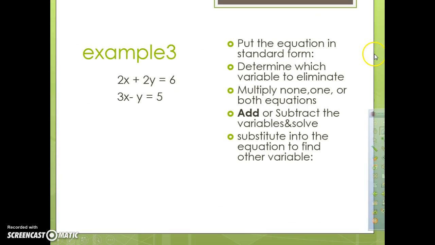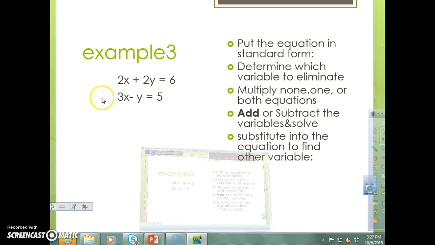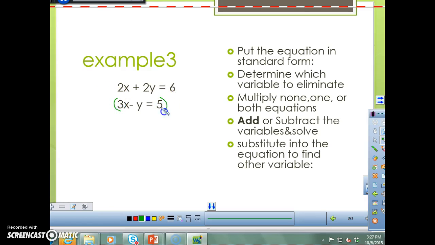In order for something to cancel out, do we have to multiply everything? Everything, yes. So if I multiply, that would be 6x minus 2y equals 10. Now when I go to add, these would make 0: 2y plus a negative 2y.